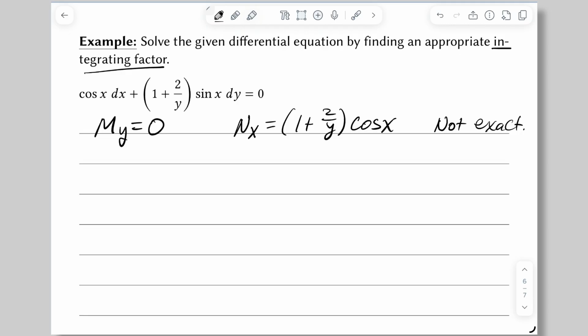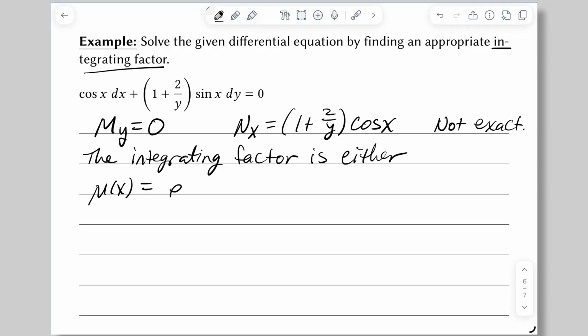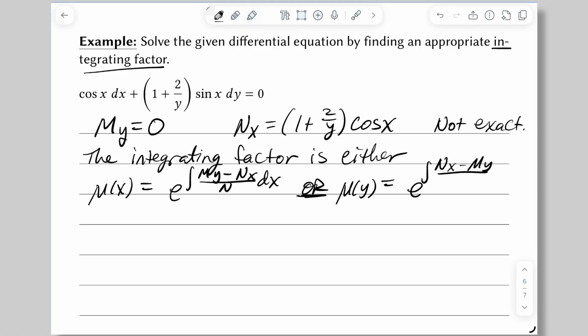We've got two options for an integrating factor, or rather two possibilities. The integrating factor is either mu, a function of x, which is e to the integral of the partial of M with respect to y minus the partial of N with respect to x over N times dx, or we have mu, which is a function of y, and it's e to the integral of the partial of N with respect to x minus the partial of M with respect to y divided by M times dy.